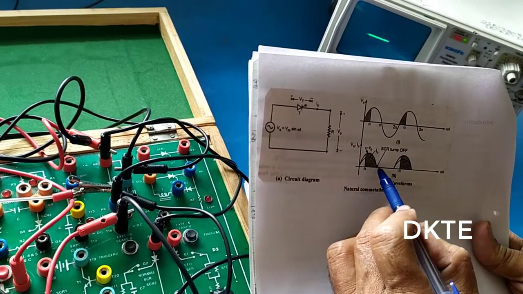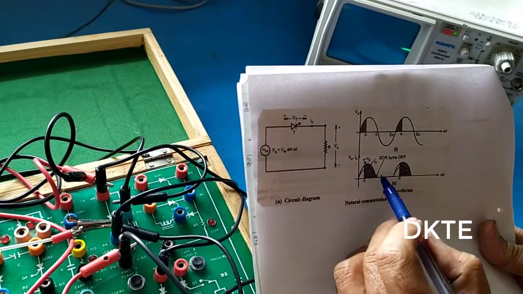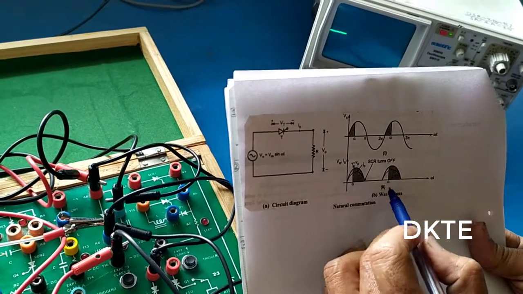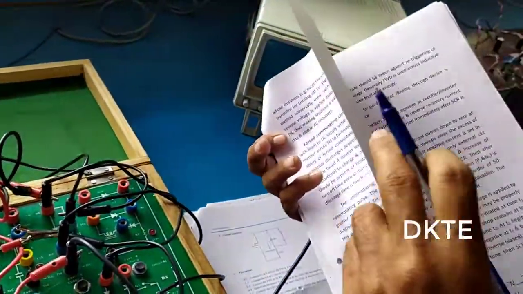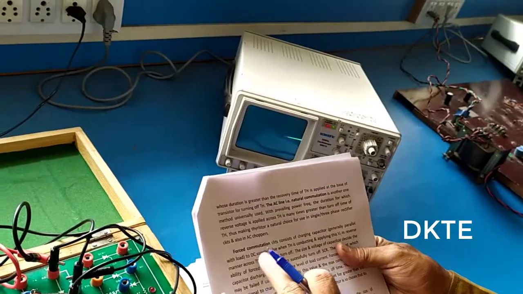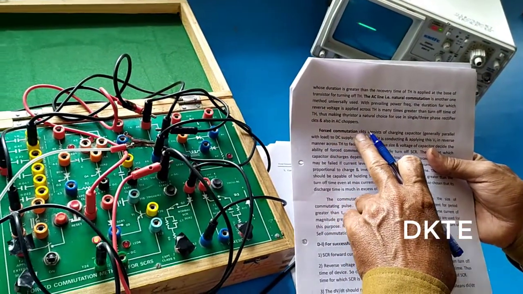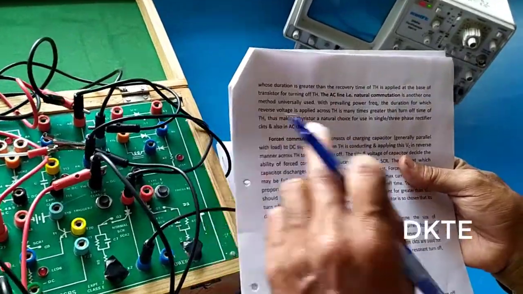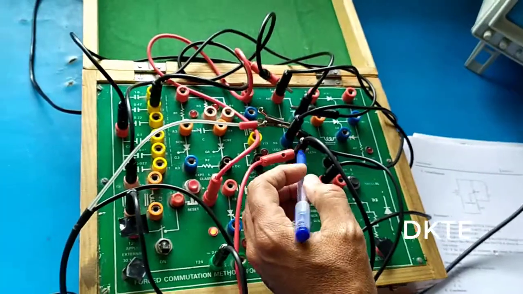In an AC power supply, the SCR turns off at the zero crossover point of the AC supply. But whenever it is used with DC, we use force commutation circuits. Whenever the SCR is used at the DC supply, you use the force commutation circuit, which consists of charging of the capacitor.